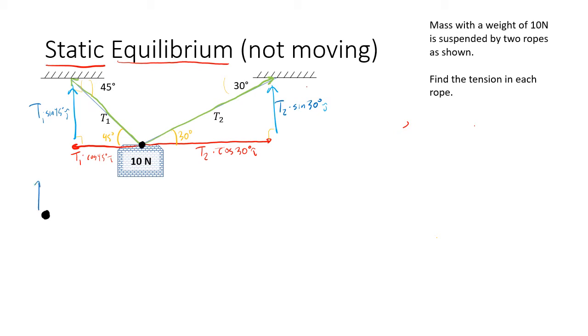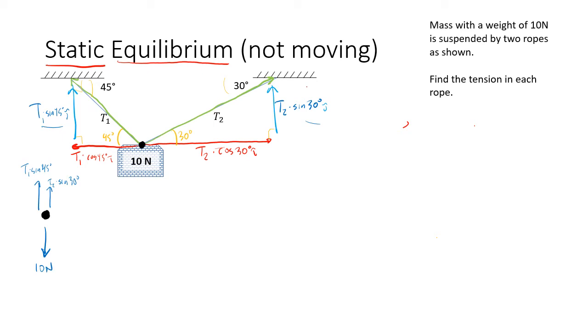We'd have this point, and we say, all right, on that point, there are vertical forces going up of T1 times the sine of 45 degrees, and T2 times the sine of 30 degrees, right? From right here and right here. And there's also going down a 10 Newton force.